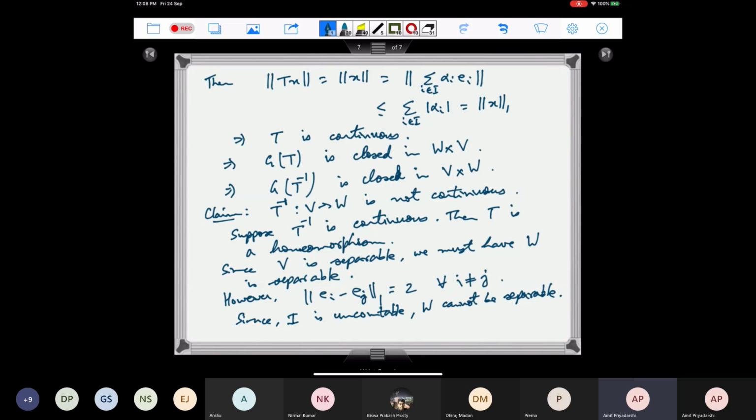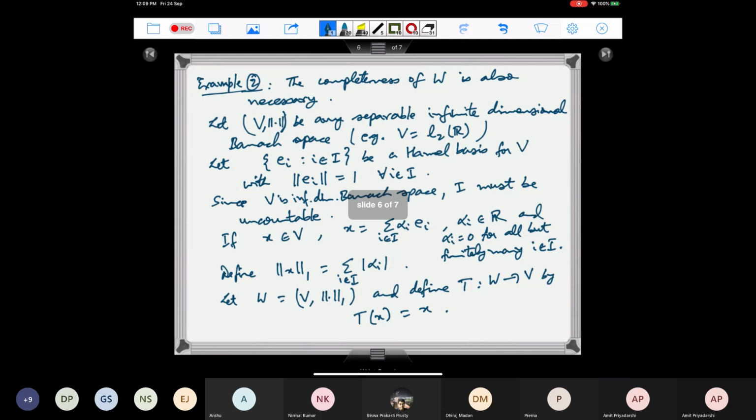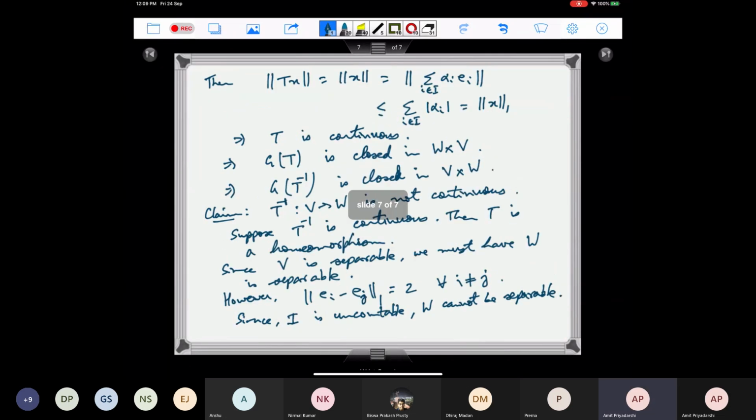This is the same reasoning that we showed that L infinity is not separable. Same way here you can see that this W is not separable, and therefore this T inverse cannot be continuous. So this shows that again, here what happened was we have this T inverse mapped from V to W. V is a Banach space, but W is not a Banach space, and the graph of T inverse is closed, whereas T inverse is not continuous.